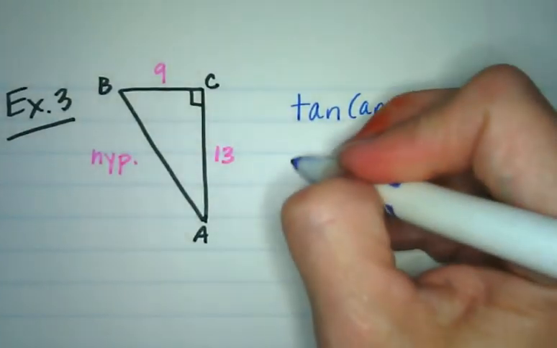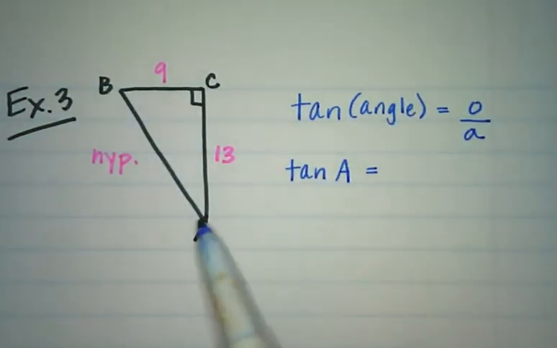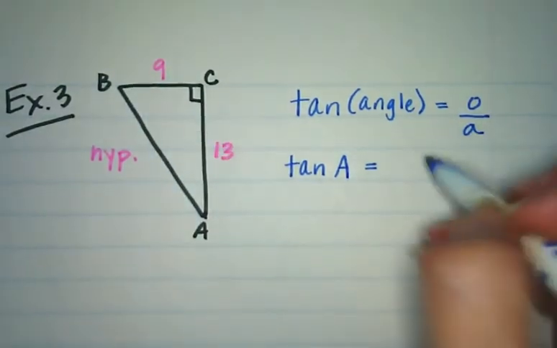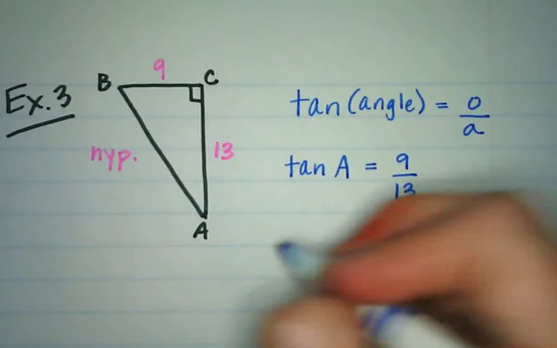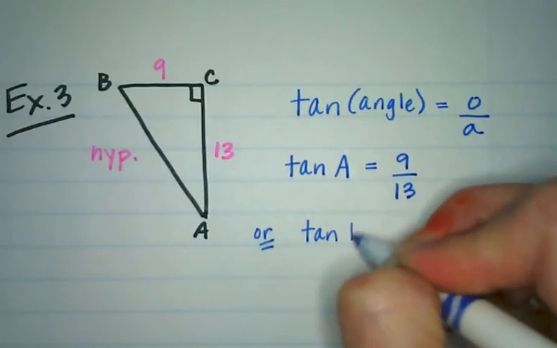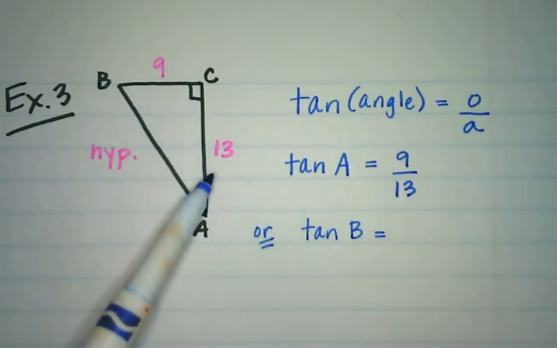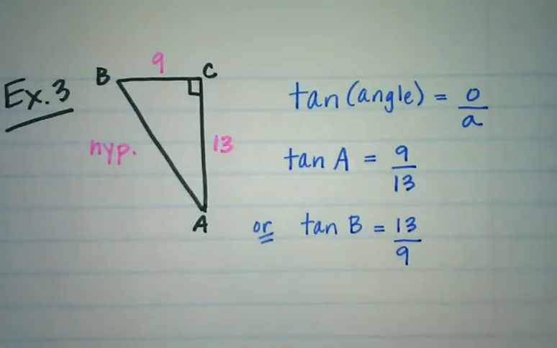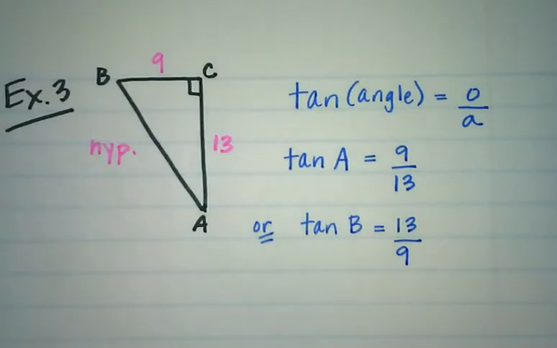That means that from angle A, the opposite is 9 and the adjacent is 13. So I could use that one. Or I could use the tangent from angle B, and from angle B, the opposite is 13 and the adjacent side is 9. So we could use that one. Those are two possible answers that would solve this triangle for me.